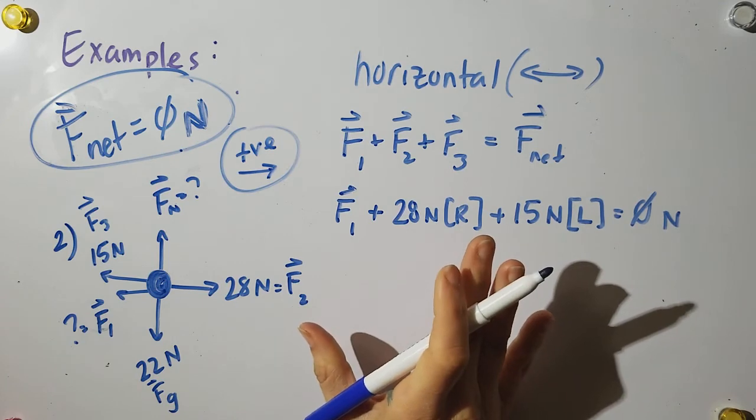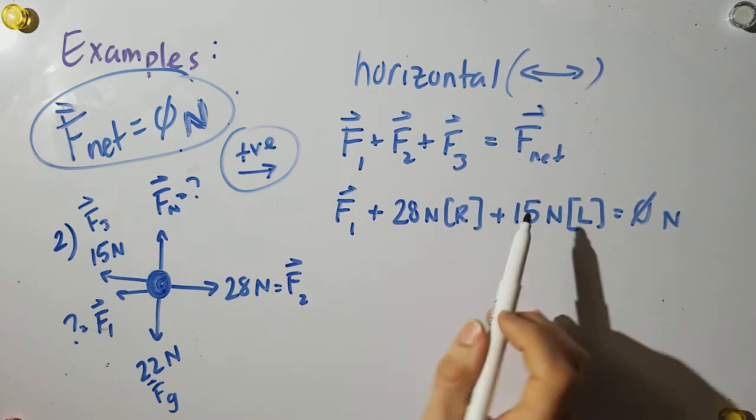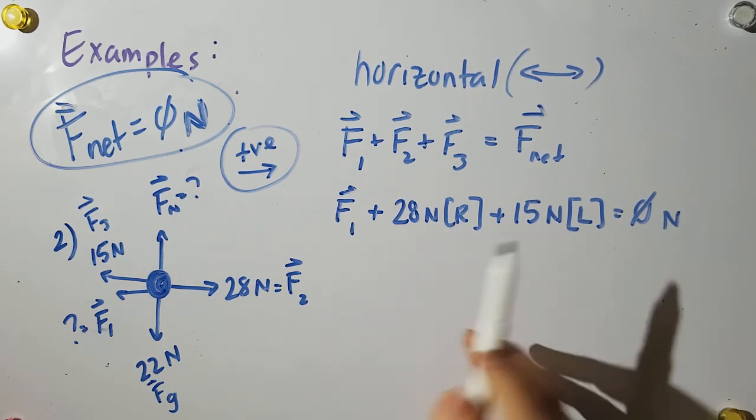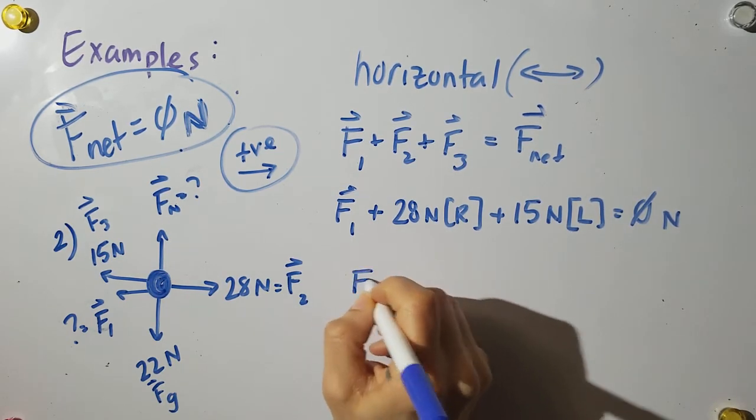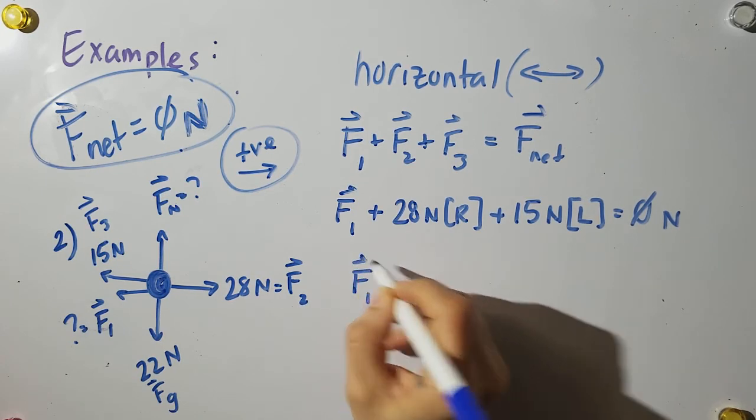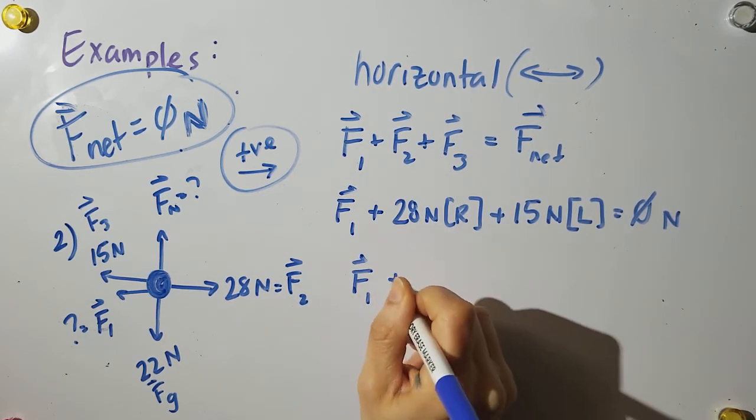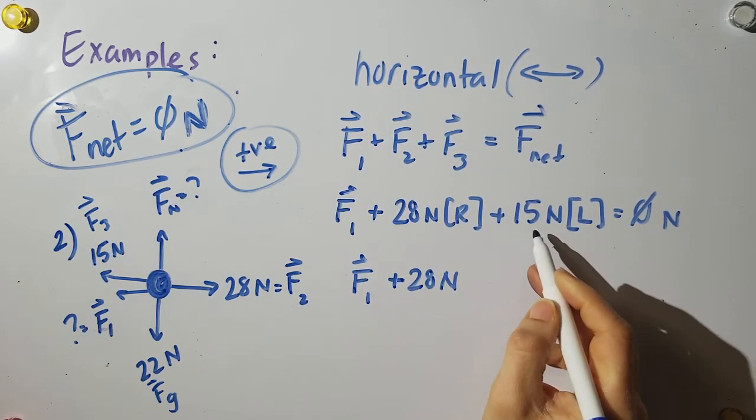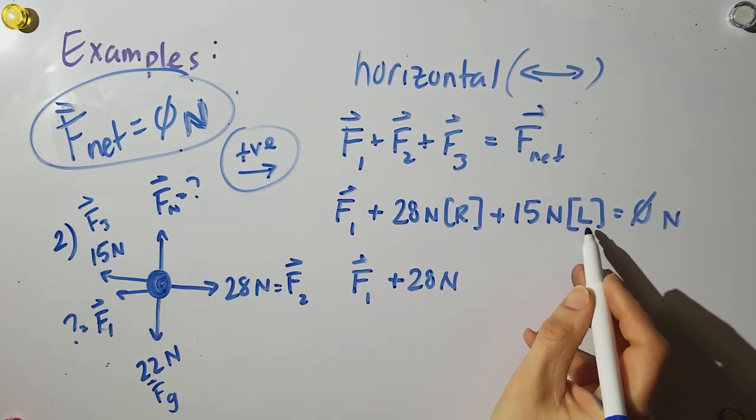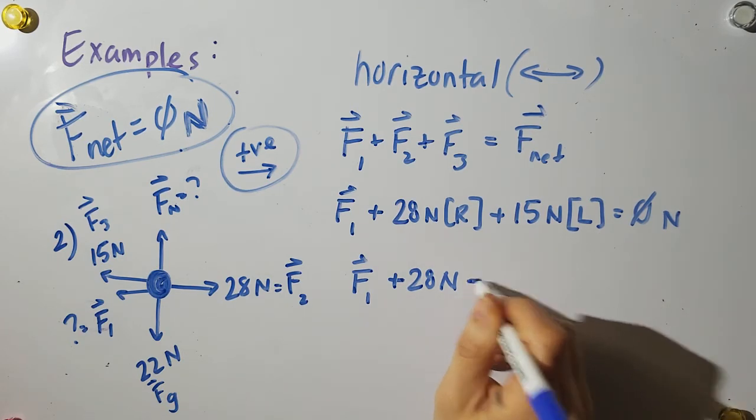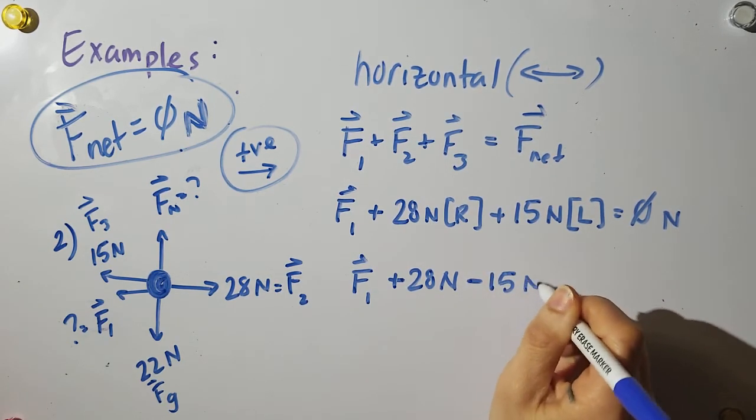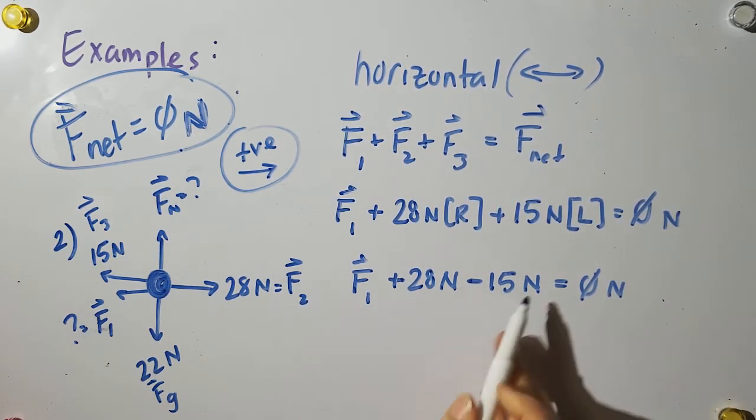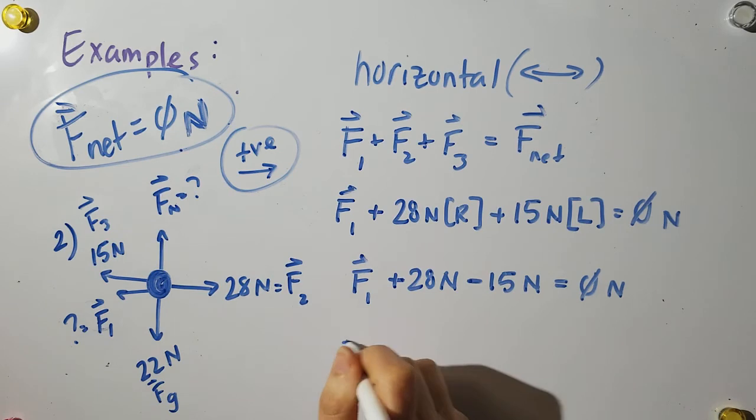Now, when you do it this way, all right, you interpret the directions as a sign. So if it's to the right, it's positive. If it's to the left, it's negative. So it does make your life a little bit easier. So this is to the right, so it's going to remain 28 newtons positive. And this one is to the left, so I'm going to interpret that as a negative. So this is negative 15 newtons, and I'm still equal to 0 newtons. So then we just simplify and do the math here.